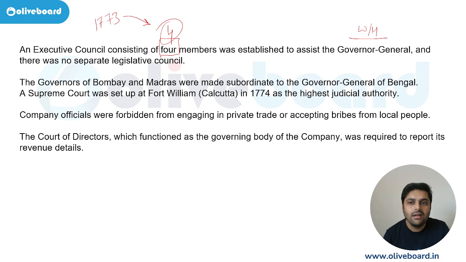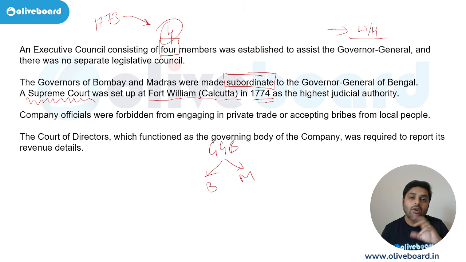So executive council was there. It was helping the Governor General. Governor of Bombay and Madras were made subordinate to Governor General of Bengal. So now the Governor General of Bengal was superseding the governors of Bombay and Madras. Fort William. Today's Calcutta is Fort William. Also, a Supreme Court was set up in 1774. Now, today's Supreme Court, which is in Delhi, it will not be wrong if I say that Supreme Court was earlier set up in West Bengal, Calcutta, or you can say Fort William.